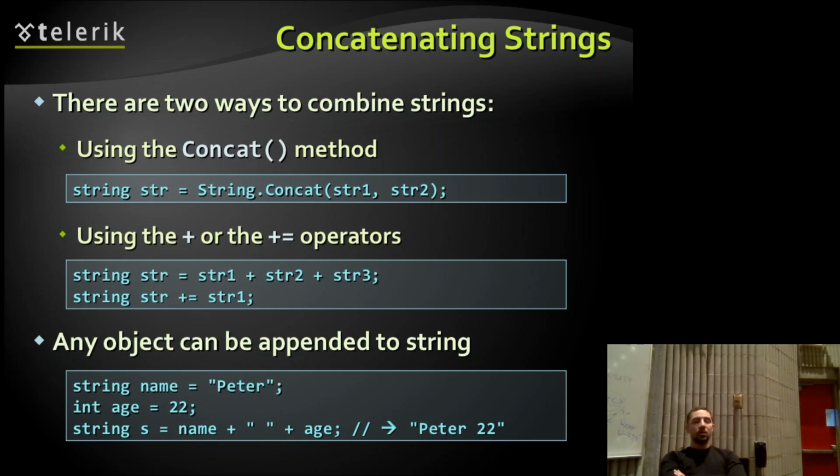So, string.Concat will take those two strings and make a new string that is the result of sticking both of them together. So if string 1 is Bob and string 2 is Vila, you'll get a new string, Bob Vila.